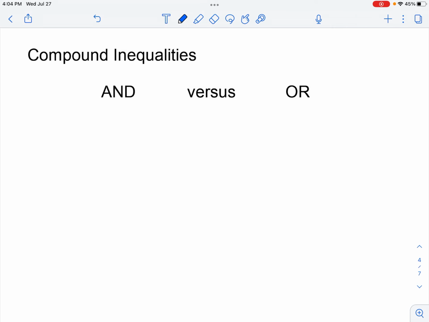Next up, let's take a look at compound inequalities. Now, there are two types of compound inequalities, the and inequality and the or inequality. So what does it mean for a number to be the solution to an and inequality versus an or inequality?